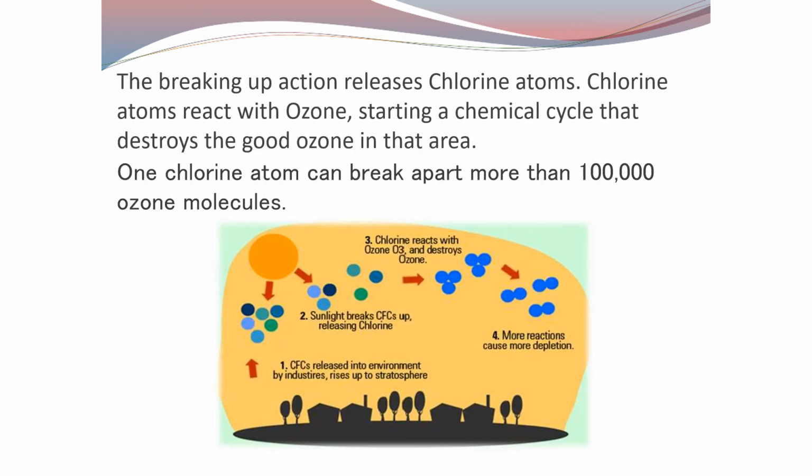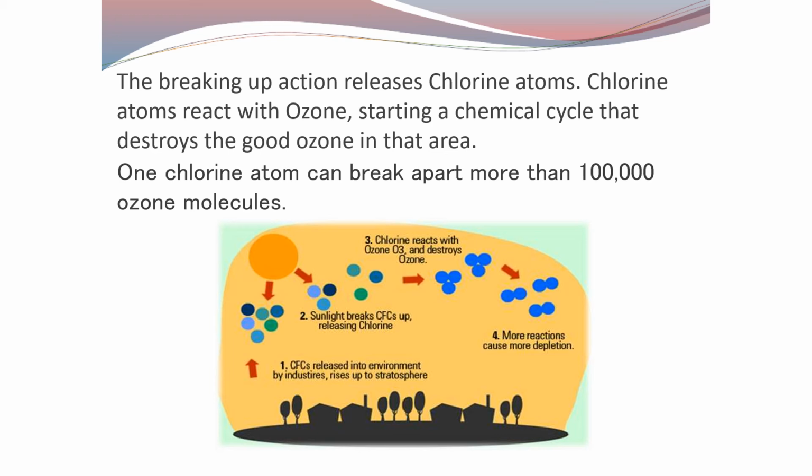Here in this slide you can see the chlorofluorocarbons. They are released into the environment by industries. They rise up to the stratosphere. Second, you can see the sunlight breaks CFCs up, releasing chlorine. And third point, chlorine reacts with ozone molecules and destroys the ozone layer. And then fourth point, more reactions cause more depletion.